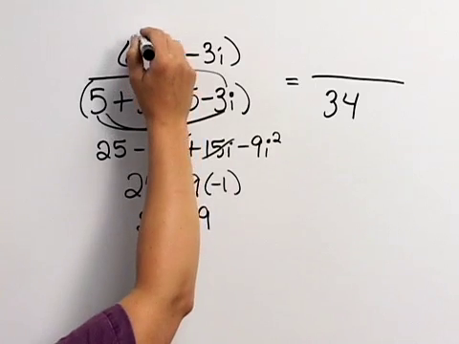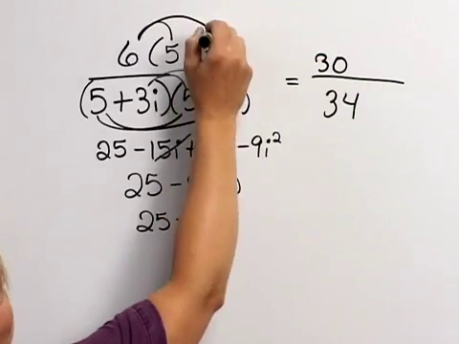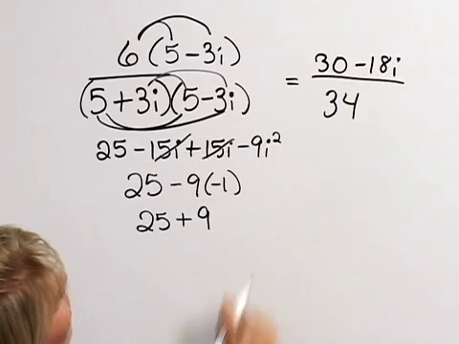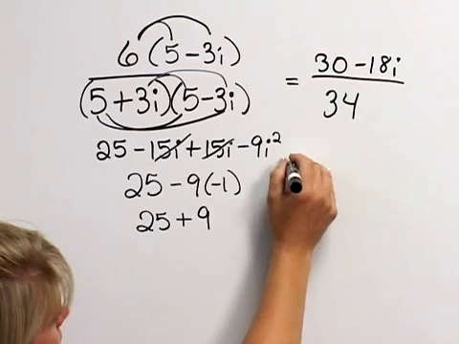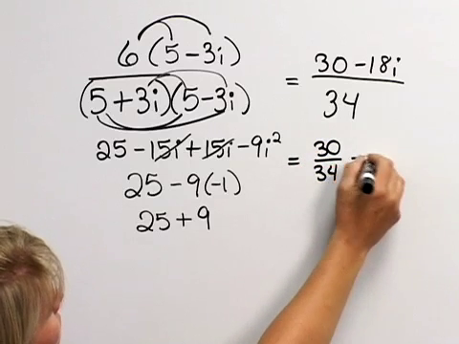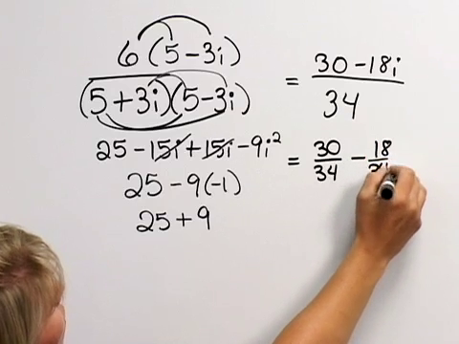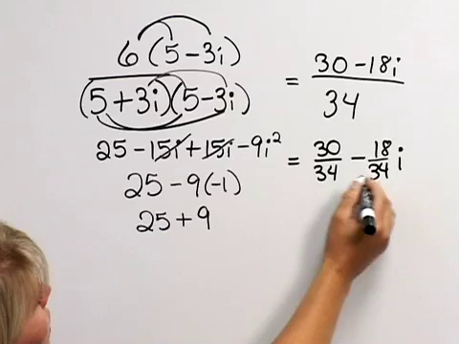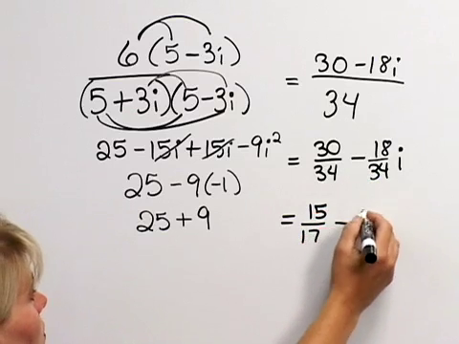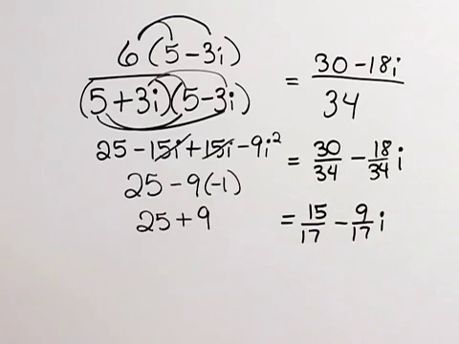Now let's distribute the numerator. 6 times 5 is 30, and 6 times negative 3i is negative 18i. To write this in standard form, we need to separate it into our real portion, 30 over 34, minus our imaginary portion of 18 over 34i. We can reduce those fractions to get 15 over 17 minus 9 over 17i as a final solution.